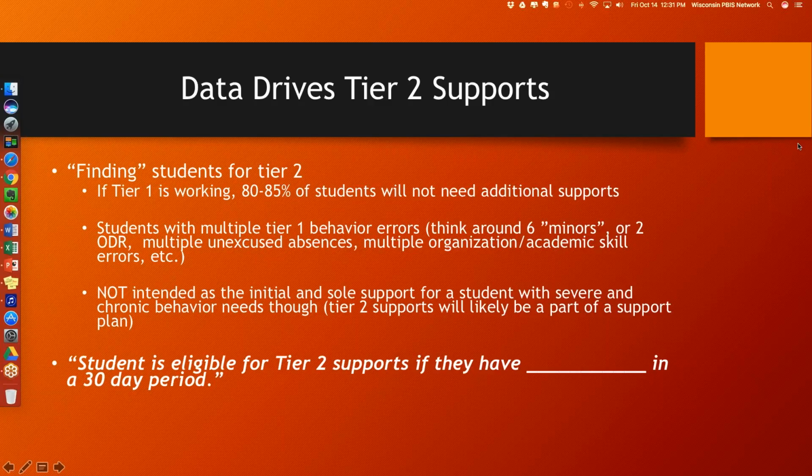But so far, everything that you've talked about, I feel like we're right on the same page, and we're well on our way with those Tier 2 supports. Also, a lot of buildings have check-in, check-out. We have SAIG groups up and running. And then also we're getting mentoring up and running in a lot of buildings as another intervention at Tier 2.